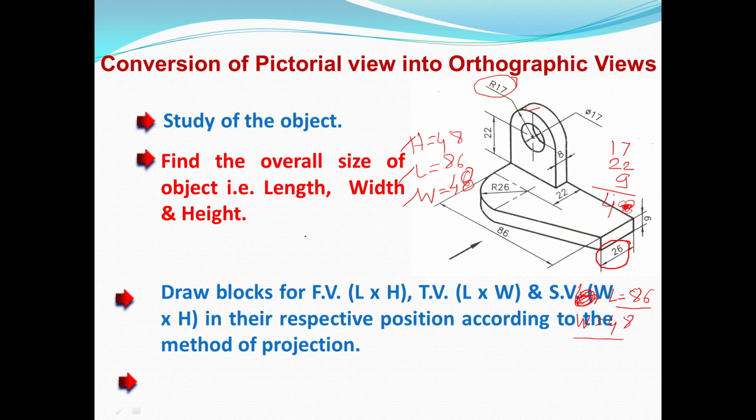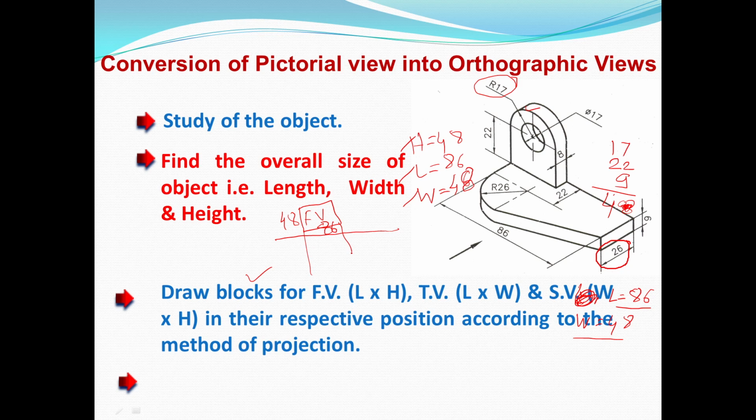Now we are considering first angle method of projection. So where is the position of the front view? In the first angle method of projection, the front view is above the xy line. For drawing that rectangular block, we require the length into height. So what is the length? 86. So this rectangle box has dimensions 86 by 48, the height being 48.